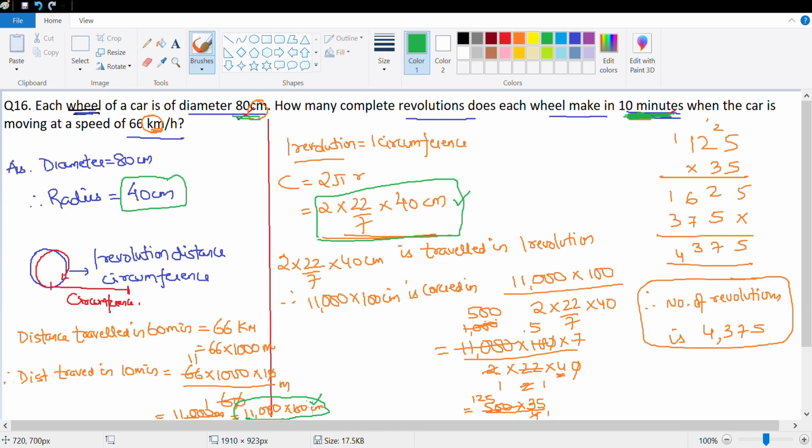This I converted to centimeter. This was already in centimeter. So this much distance is equal to one revolution. Therefore, this much distance would be how many revolutions? Again, unitary method, and then we found the answer as 4375. Good, let's look at the next question.